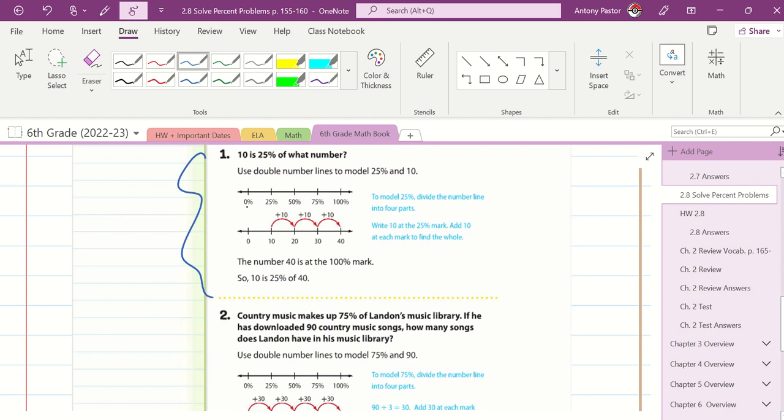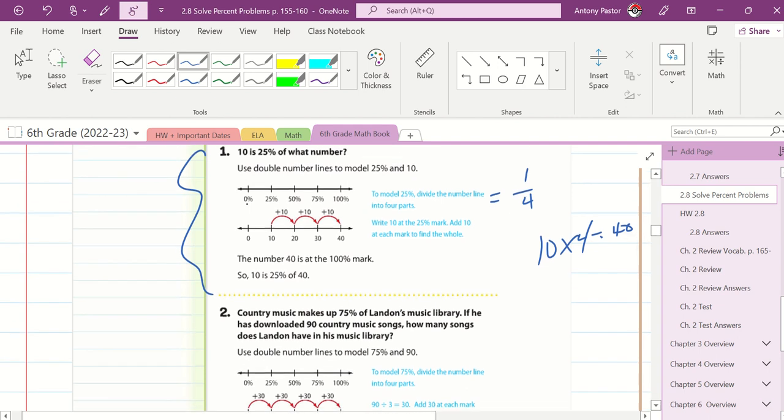25%. To model 25%, divide the number line into 4 parts. They don't explain that to you and why it's 4 parts, which I think should be shown. Again, 25% we know is 1/4. So basically, 10 being a fourth of something would be 10 times 4 to find out what 10 is 25% of, which would be 40.